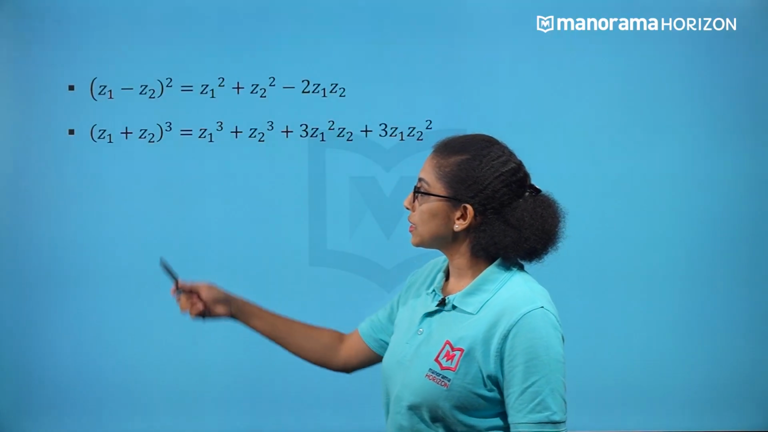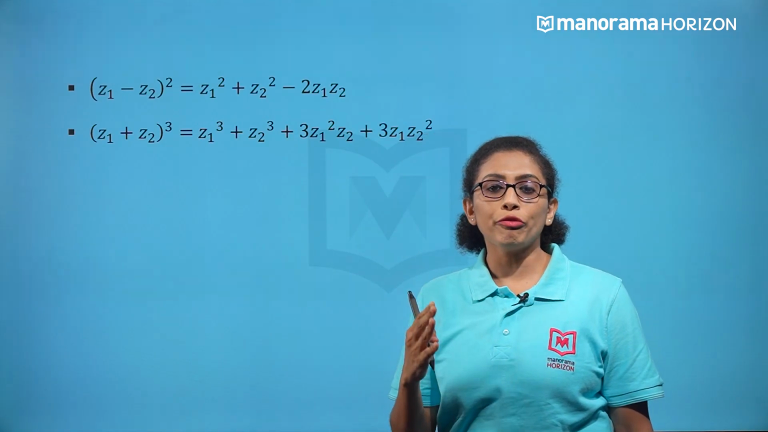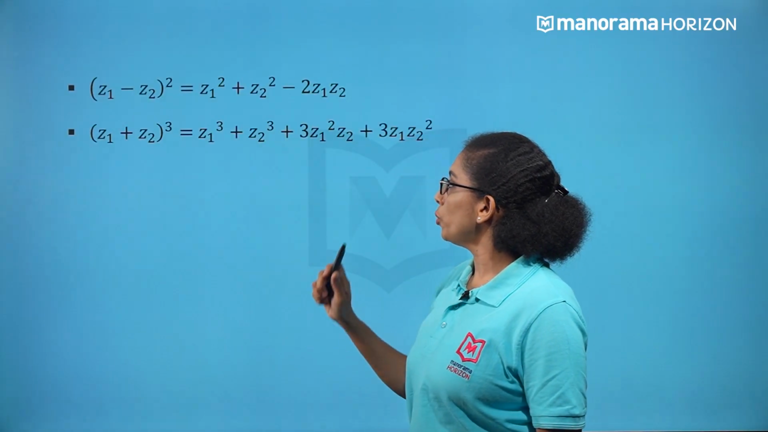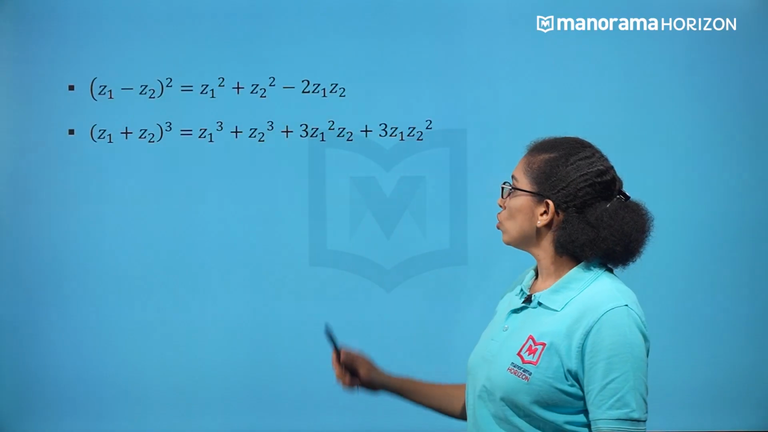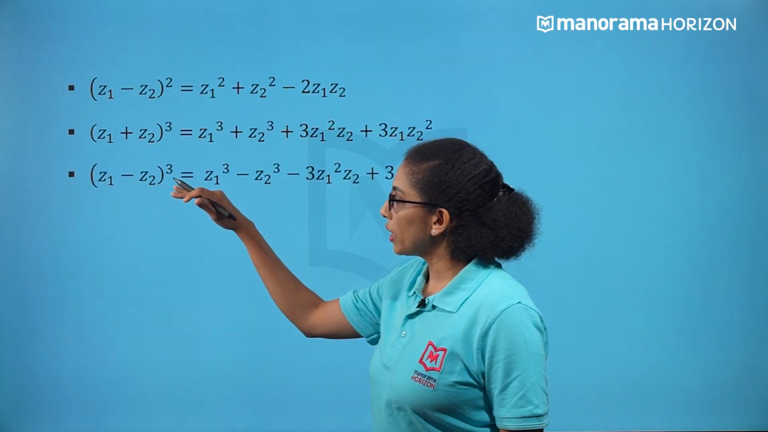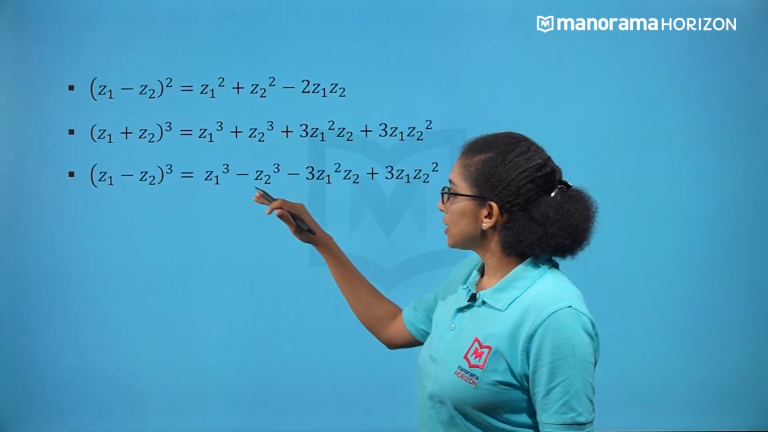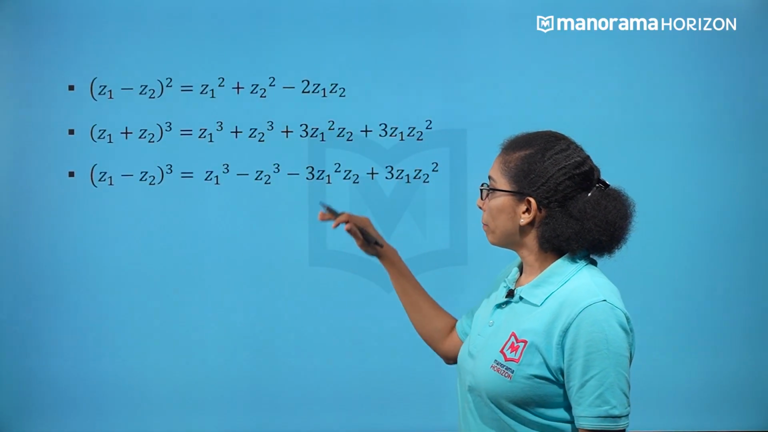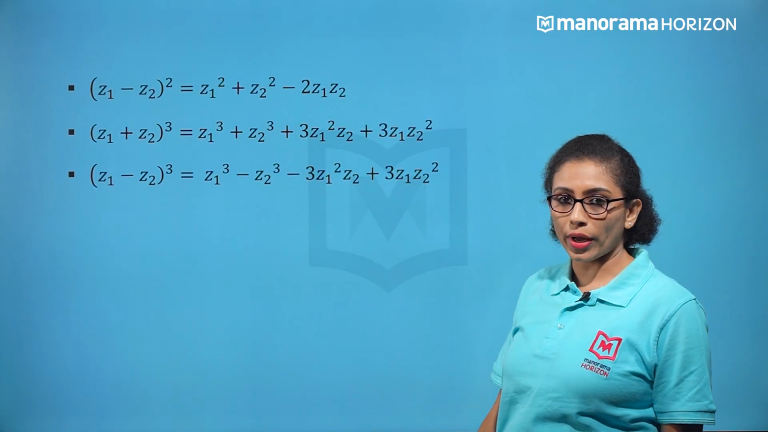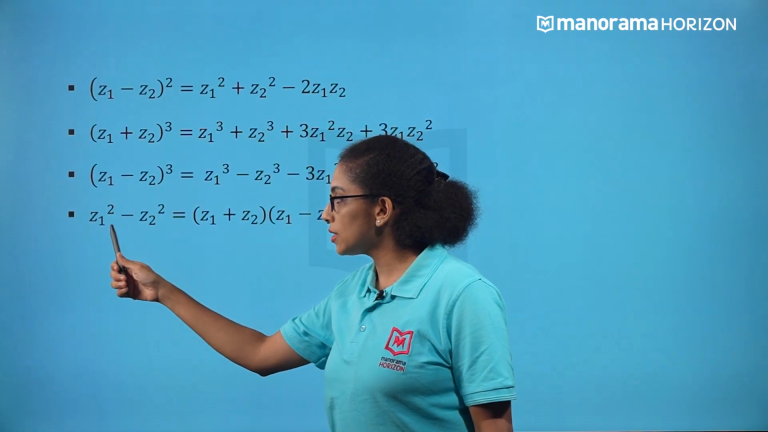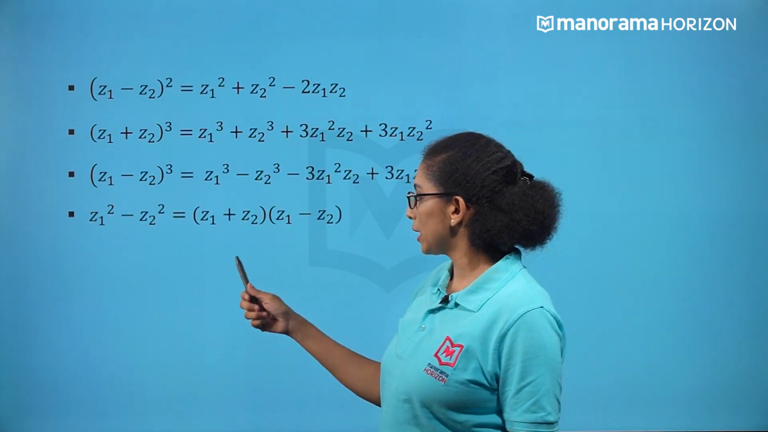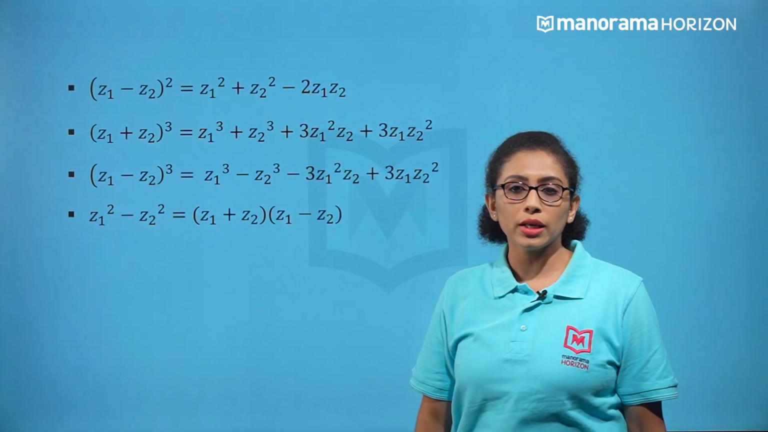Now what will be (Z1 plus Z2) the whole cube? This will be of the same form, (A plus B) the whole cube. So here similarly we get Z1 cube plus Z2 cube plus 3 Z1 square Z2 plus 3 Z1 Z2 square. Now what will be (Z1 minus Z2) the whole cube? It will be Z1 cube minus Z2 cube minus 3 Z1 square Z2 plus 3 Z1 Z2 square. Now again one more identity, that is Z1 square minus Z2 square. This is of the form A square minus B square. So we get it as (Z1 plus Z2) into (Z1 minus Z2).